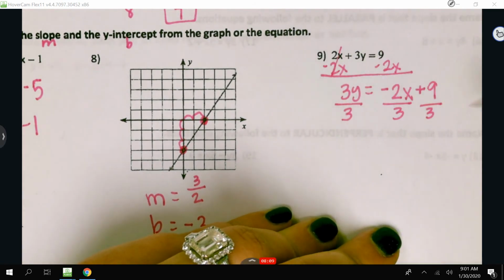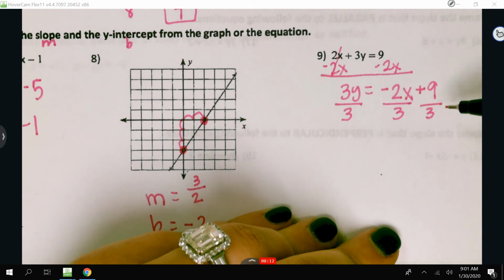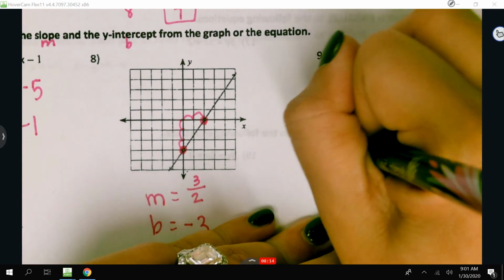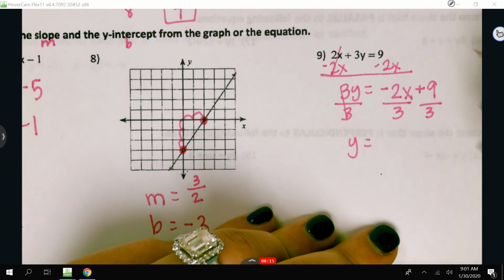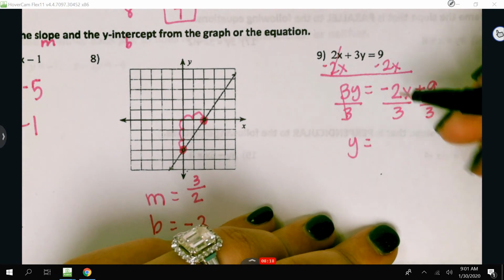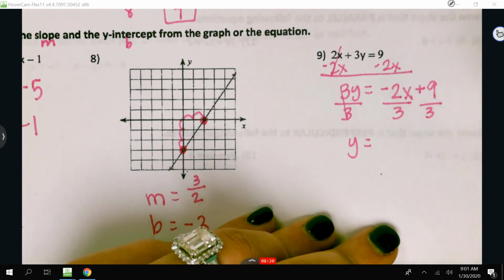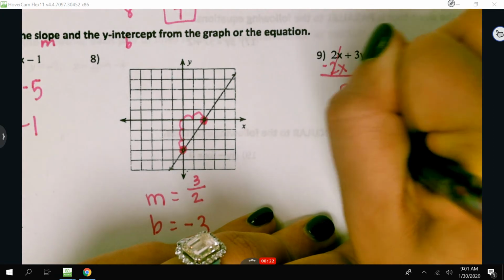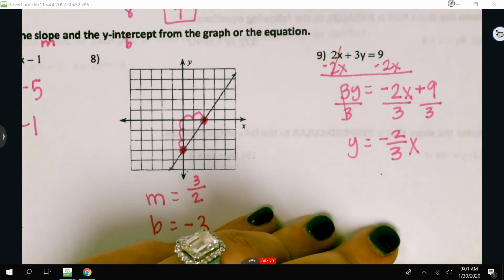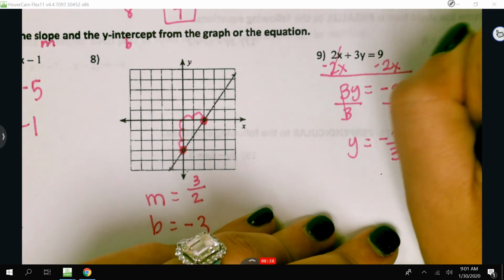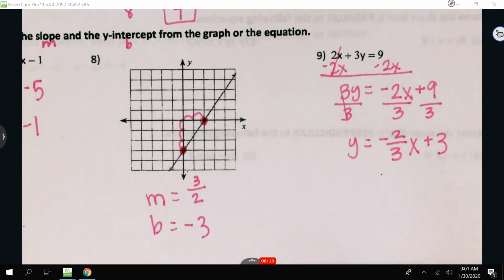A lot of us are forgetting to divide that last number by 3. So I'm left with y on the left hand. And then negative 2x divided by 3, can I simplify that at all? No, so that just stays negative 2/3 x. And then what's 9 divided by 3? 3. So this is a plus 3. Is that my answer?